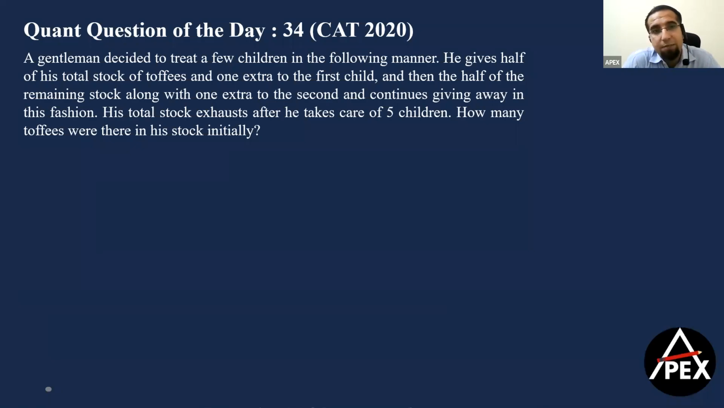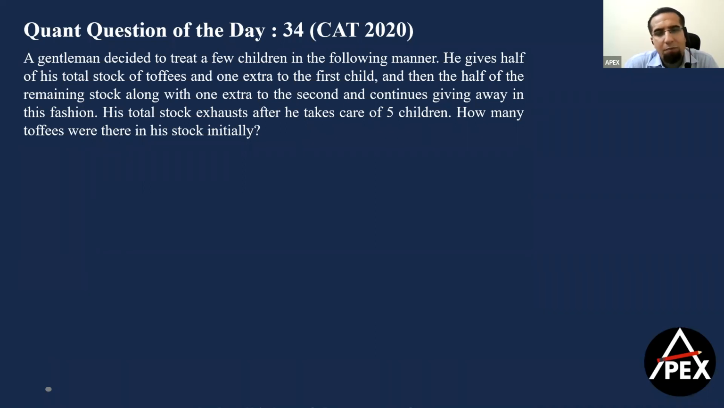I guess let's look at this question. This question was in CAT 2020, right? A gentleman decides to treat a few children in the following manner. He gives half of the total stock of the toffees and one extra to the first child, and then half of the total of the remaining with one extra to the second child, and continues giving away in this fashion. His total stock exhausts after he takes care of five children. That means once he's dividing the chocolates among five children, he does not have any chocolates.